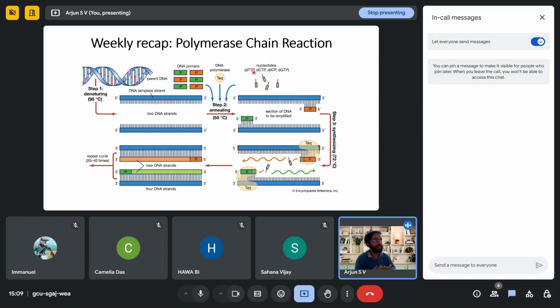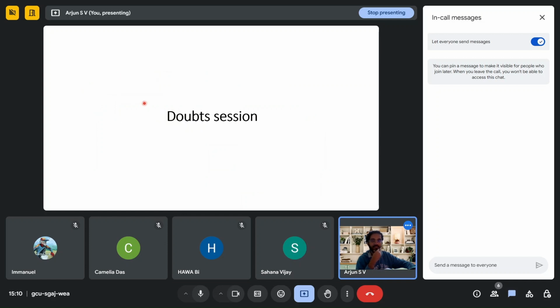deoxynucleotides, which are adenine, guanine, thymine, and cytosine, the deoxy forms of them. Those are used in the process of extension, where we keep on adding nucleotides based on the complementarity of the template strand. So that's all about the short recap that happened in this week two. We had discussed the central dogma, nucleic acids, and we discussed cloning and polymerase chain reaction.